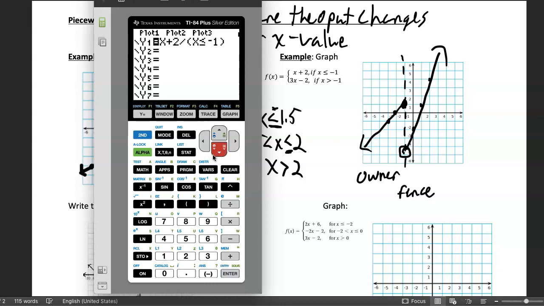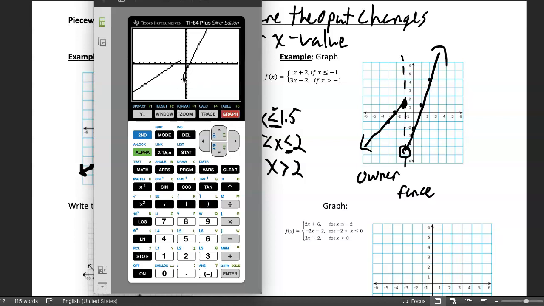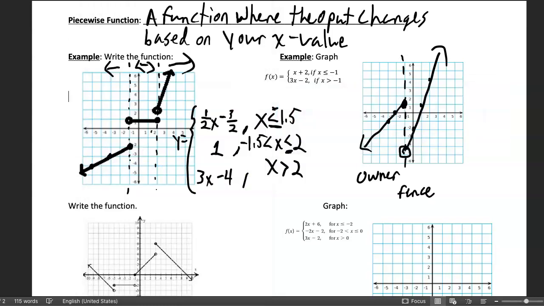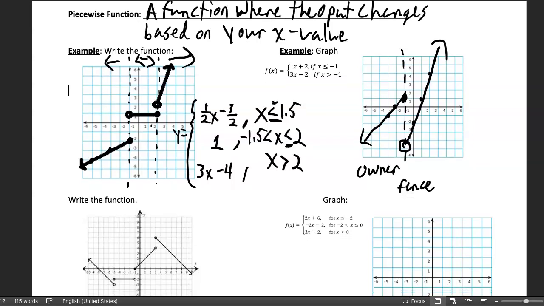Close that out. Let's look at our next one as well. So we put in 3x minus 2, divide instead of comma, put in x, go to our test menu, greater than minus 1. And let's see how that graph looks. Looks pretty close to what we got, so that looks like we're on the right track here. We're going to do 2 more of each of these to make sure that we have a decent understanding.